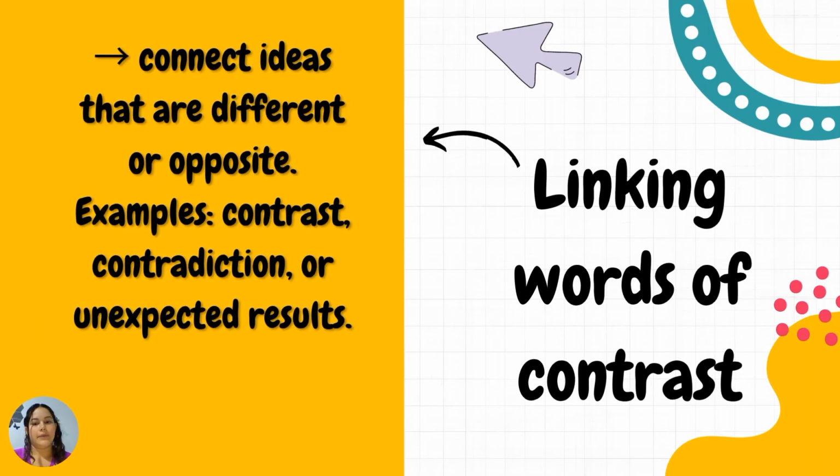What are they? Linking words of contrast are grammatical connectors used to link two ideas that show a difference, a contradiction, or an unexpected result. In other words, they help you compare situations where two ideas do not logically match, or where one idea contrasts with the other.